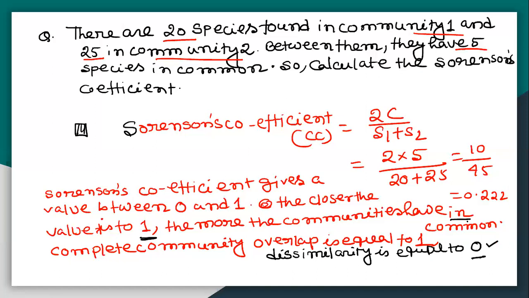So according to the Sorensen coefficient, these communities do not have much overlap or similarity, right? Now we can do another calculation. So, the next problem.